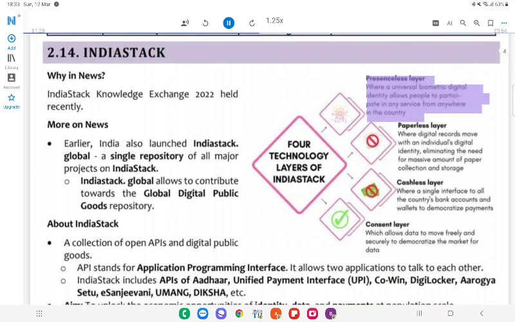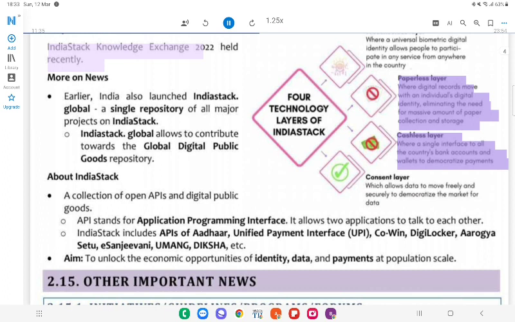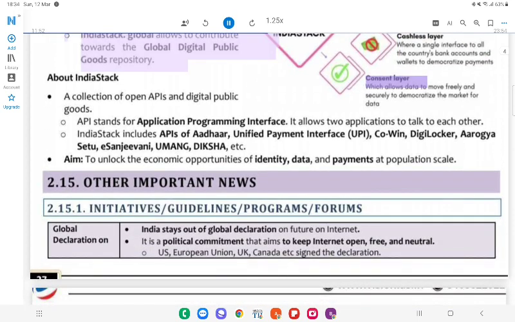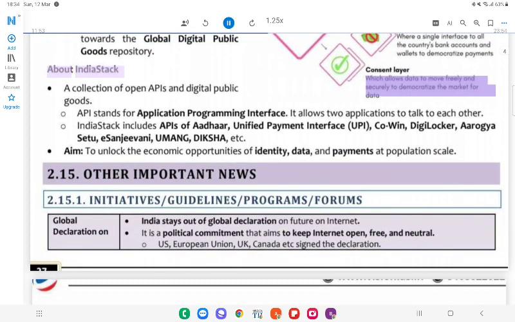Presenceless layer, where a universal biometric digital identity allows people to participate in any service from anywhere in the country. Paperless layer, with digital records linked to an individual's digital identity, eliminating the need for massive amounts of paper collection and storage. Cashless layer, a single interface to all the country's bank accounts and wallets to democratize payments. Consent layer, which allows data to move freely and securely to democratize the market for data.